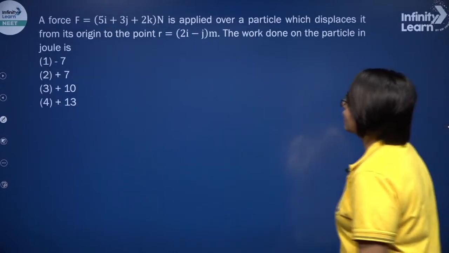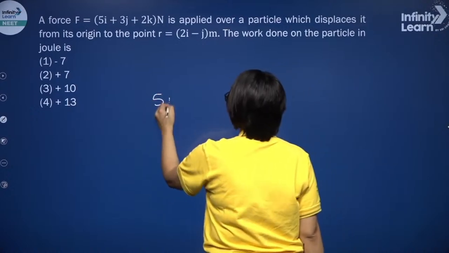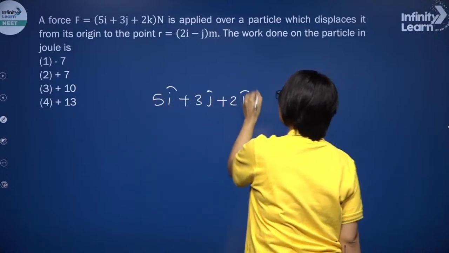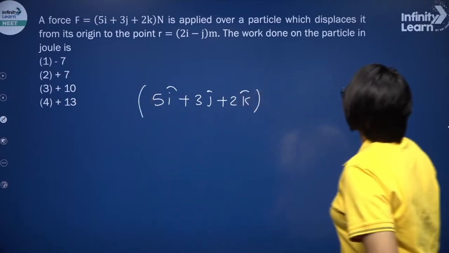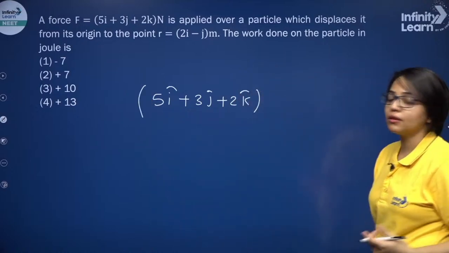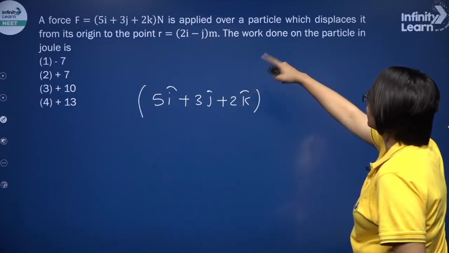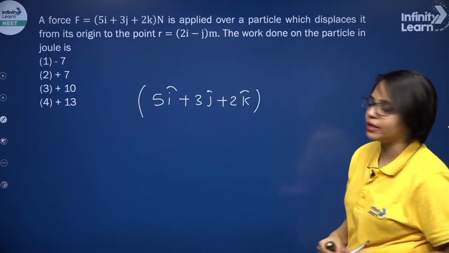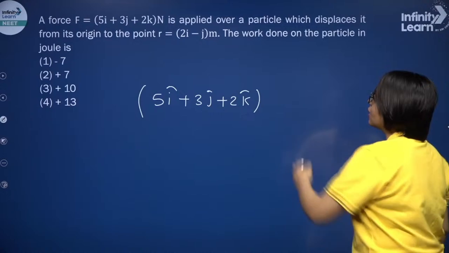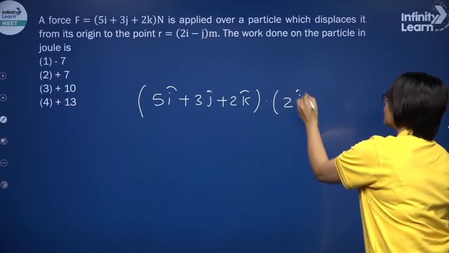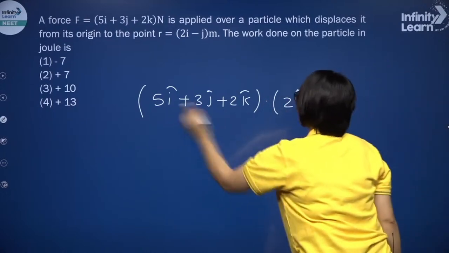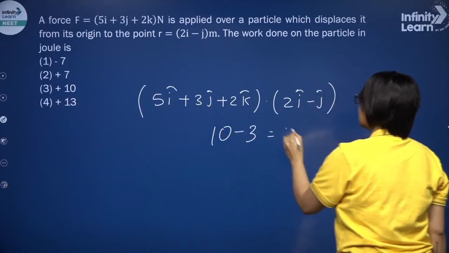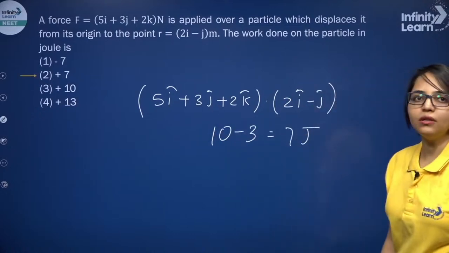Next is, a force F vector is 5 i cap plus 3 j cap plus 2 k cap newton is applied over a particle which displaces it from origin to the point 2 i cap minus j cap meter. The work done on the particle in joule is, so work done is F dot r. So F dot r will give you work done, which is 5 into 2, 10, and 3 into minus 1, that is minus 3, that is 7 joules. So the correct answer is option 2.